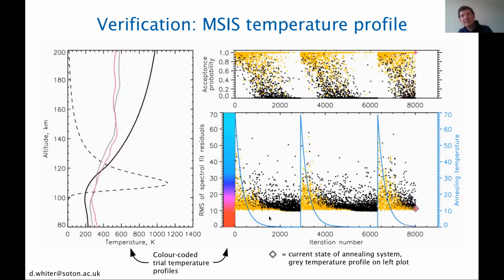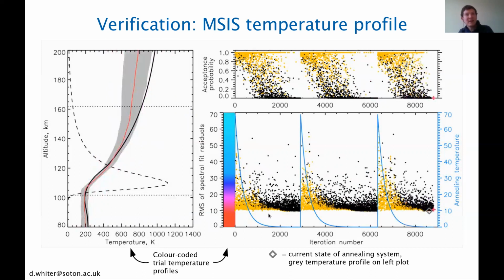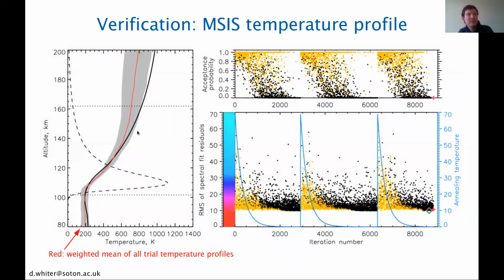Okay, and once we've run it 3 times, we've got about 9,000 different trial temperature profiles and a measure of how well they fit the data. Then we take all of those profiles and calculate a weighted average, which is shown in red here. That's the weighted mean of all the trial temperature profiles, and then a weighted standard deviation as an estimate of the uncertainty. And we were really happy with this because you see it fits the profile we wanted to retrieve pretty well.